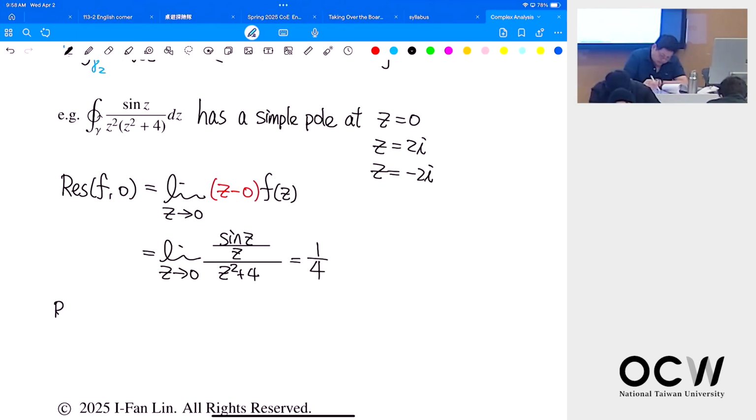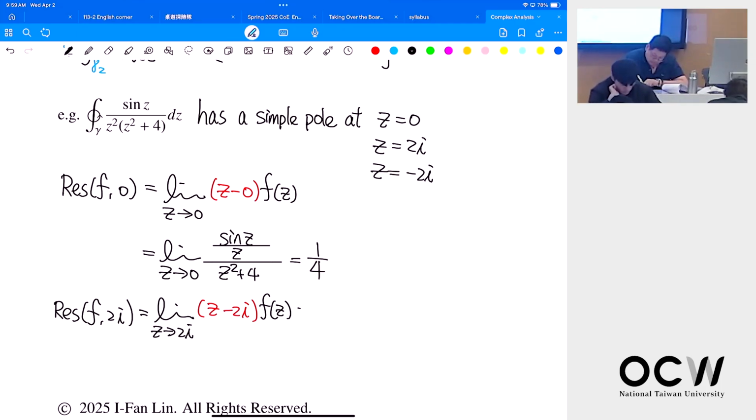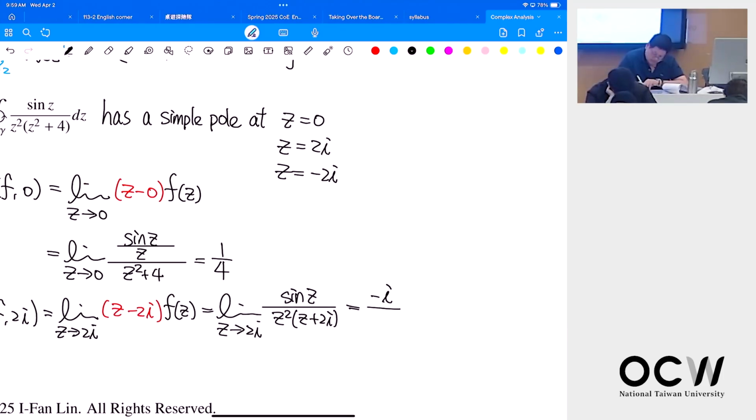And the residue at 2i, you take the limit of z minus 2i times f of z, as z goes to 2i. So you have sine z divided by z squared times z plus 2i. You get minus i over 16 times sine 2i.